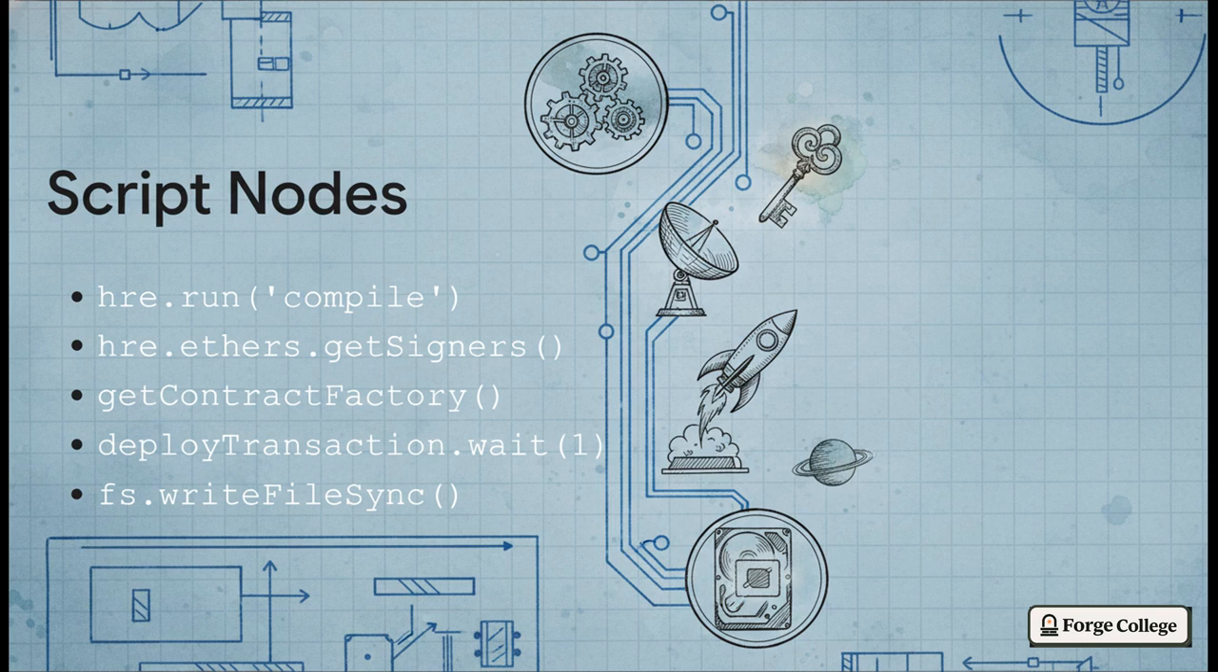Then hre.ethers.getSigners reaches in and grabs our launch authorization key from our config. Next, getContractFactory loads up our specific SimpleStorage contract blueprint, and we deploy it. Boom! That's our act step. Then, importantly, we call wait(1). We actually tell our script to pause and wait for at least one block confirmation from the network, just to ensure our rocket actually made it safely to orbit. Finally, fs.writeFileSync executes our persist step, writing all that resulting data into a neat little JSON artifact on our hard drive.